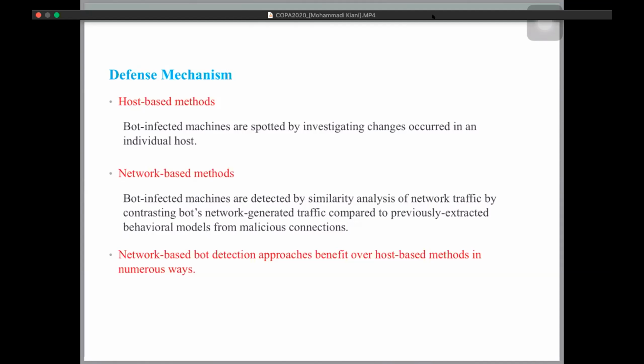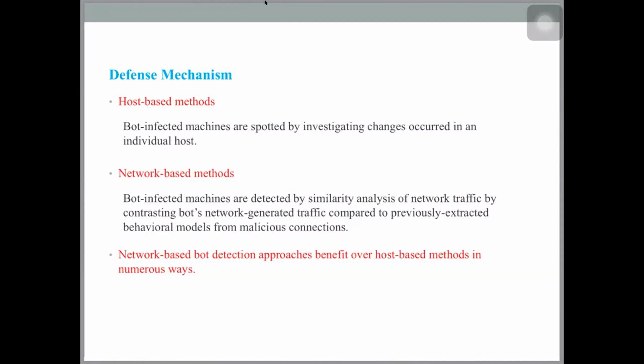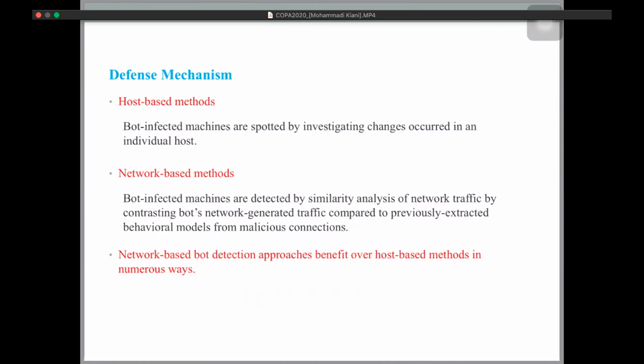The second category is network-based methods. This method acts as a complementary solution to the host-based detection approaches. In this method, bot-infected hosts are detected by similarity analysis of network traffic, by contrasting bot-generated traffic with previously extracted behavioral models from malicious connections. This method leverages the observations that bots of a certain family follow similar network behavior patterns in their communication with the command control server, and the relationship between the bot master and bots has a one-to-many pattern. In fact, these two observations define the core network behavior of bots.